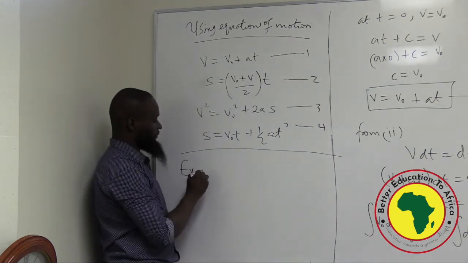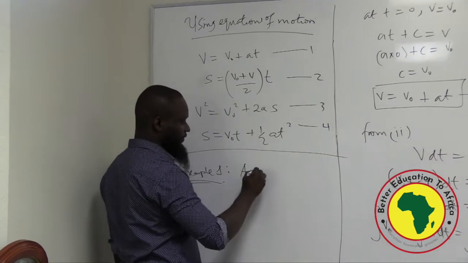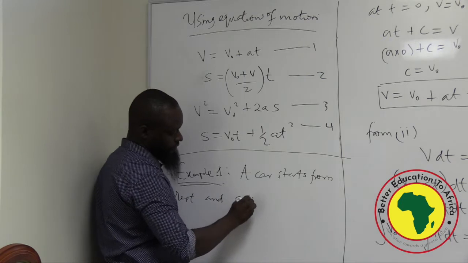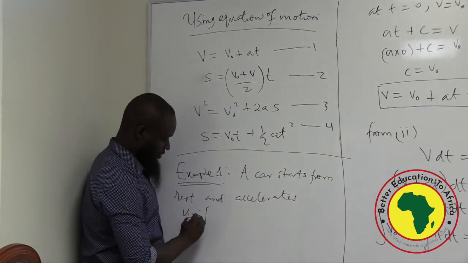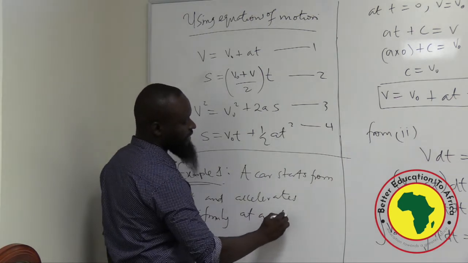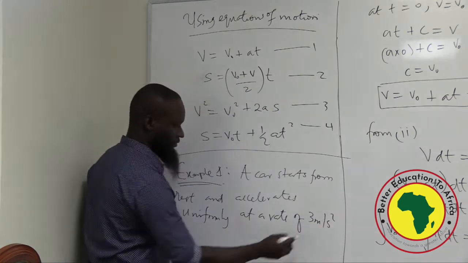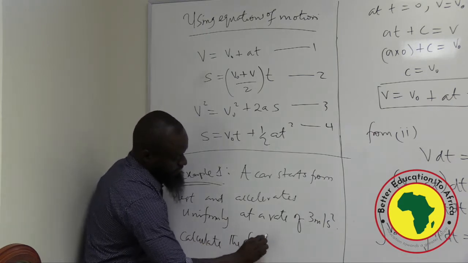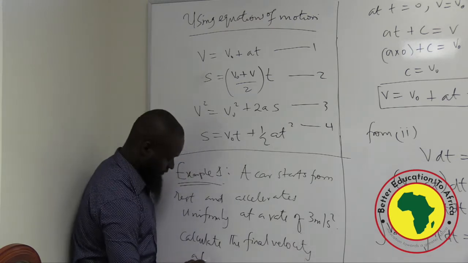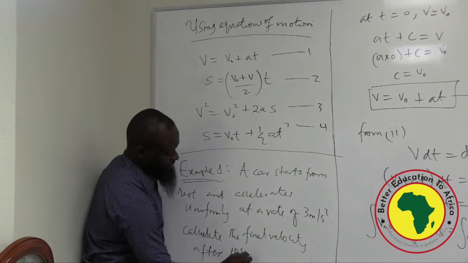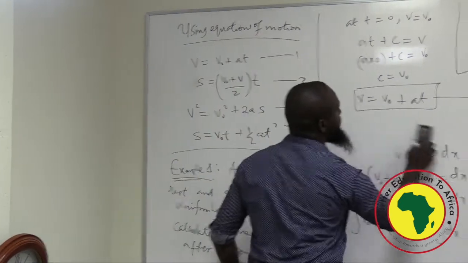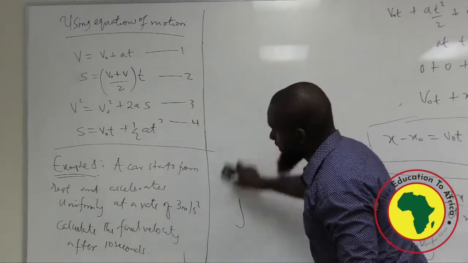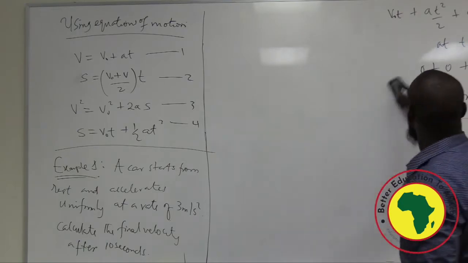I start with an example. Example 1. It says, a car starts from rest and accelerates uniformly at a rate of 3 meters per second squared. Calculate the final velocity after 10 seconds. That's example one. A car starts from rest and accelerates at a rate of 3 meters per second squared. Calculate the final velocity after 10 seconds.